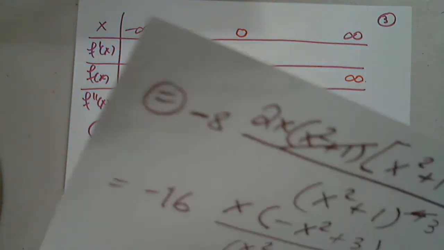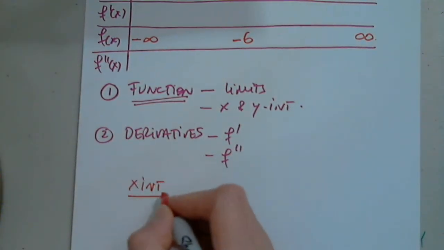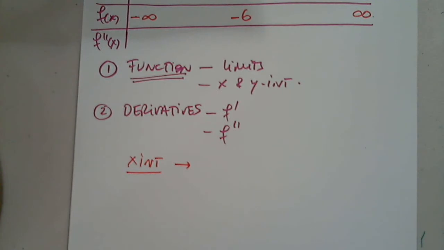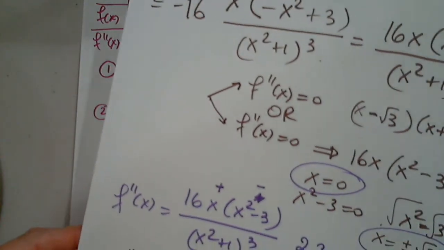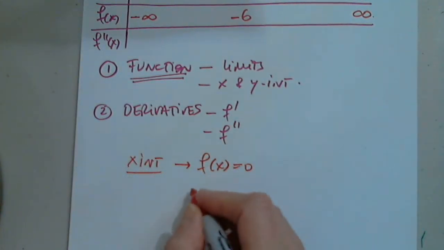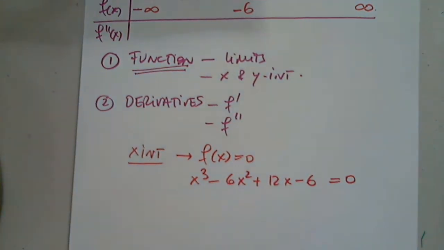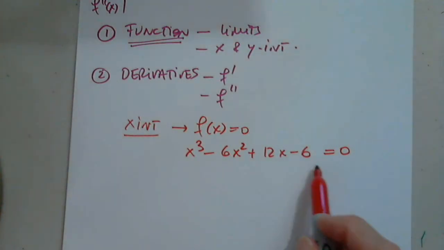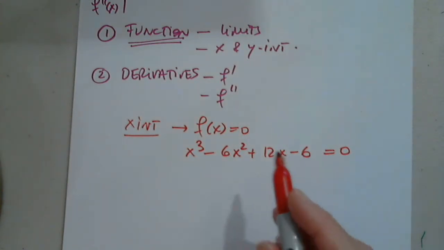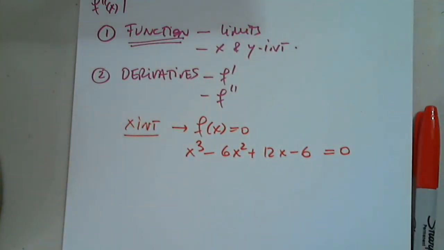Now, the x-intercepts for this function are not friendly. So how do we find the x-intercepts for any function? What do we have to write? Make it equal to 0. Excellent. Awesome. f of x equals 0. So x cubed minus 6x squared plus 12x minus 6 equals 0. There is no way we can factor this. We do not have a formula for solving something like this. We have no choice but to use a calculator.